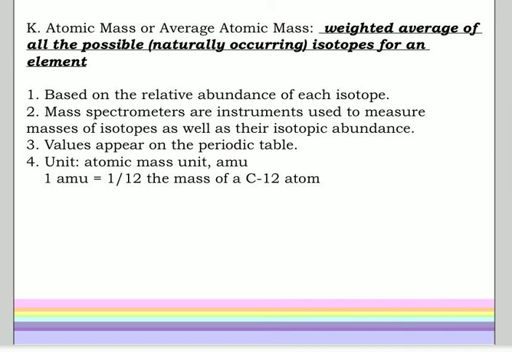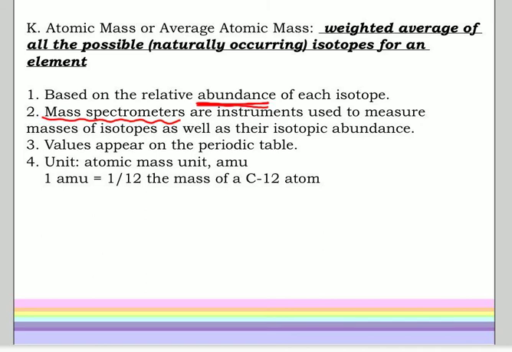What we do with this is look at the abundance. Some isotopes are really common, some isotopes are really rare, and we're going to look at that. And then we're also going to use a mass spectrometer, which we'll talk about later. That's how they get these abundances. It's not like we just make them up. They actually get them from these things called mass spectrometers.